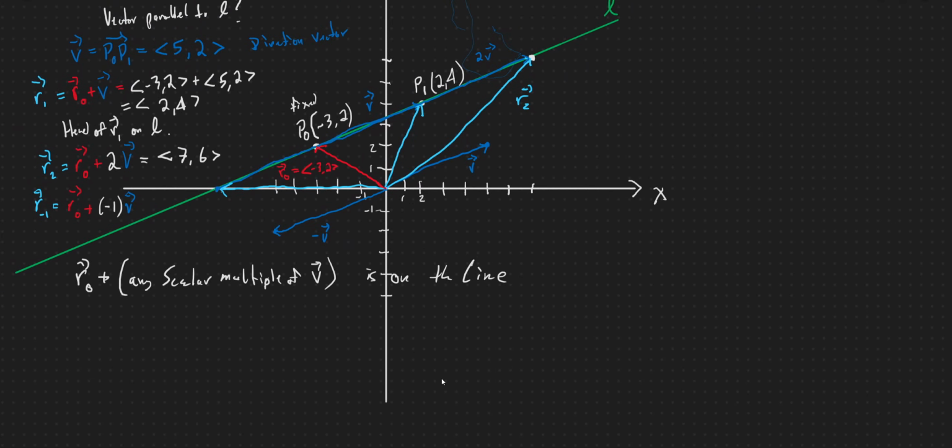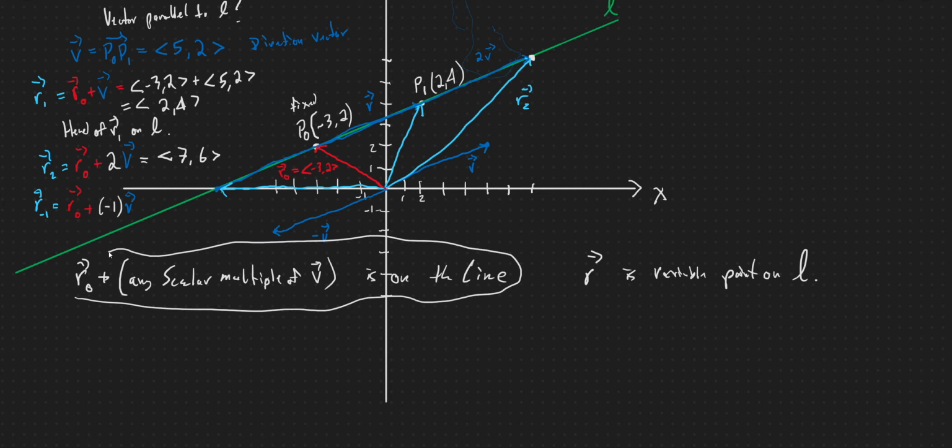So what is my vector r? r could be over here, r could be here, r could be here. r is going to change. r is variable. So I'm going to say here, this vector r is a variable point on L. And this tells me that r has the form r naught plus some scalar multiple of v. So r is equal to r naught plus some scalar multiple of v, or any scalar multiple of v.